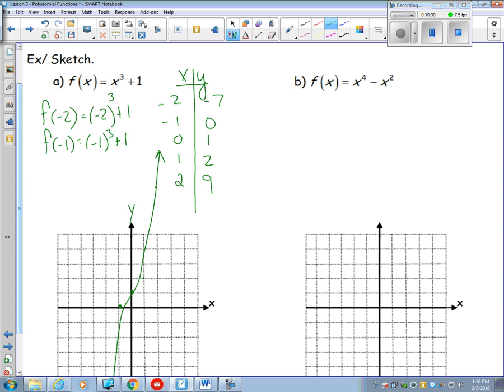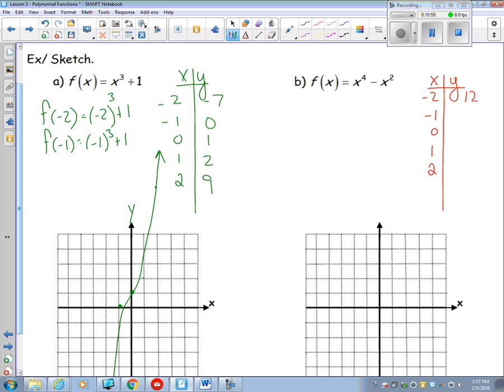Let's try the next one. I'm hoping you think of this as a quartic function. You see a power of 4 there, so we know it's a polynomial. We're going to make ourselves a table. X and Y. Let's do our standard ones because we don't know what this looks like. Negative 2 to the power of 4 makes 16 minus negative 2 squared. Negative 2 squared is 4. So 16 minus 4 gives us 12.